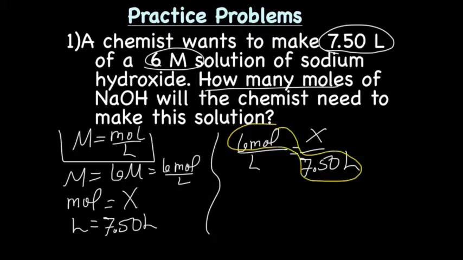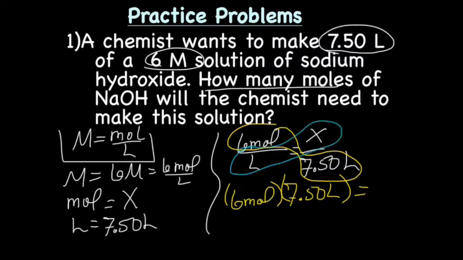So we'll have 6 mole times 7.50 liters equals, and we're going to multiply these, X liters. When I multiply, please do this with me, make sure I did it right. I got 45 mole liters equals X liters.